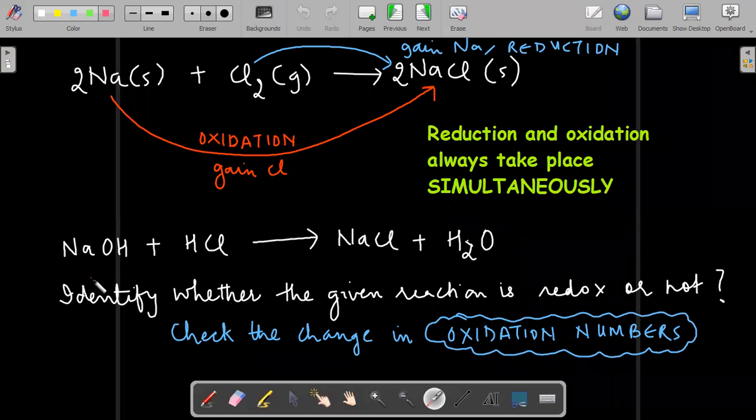The next question: how to identify if any reaction given to me is redox or not? How to identify if this reaction is a redox reaction or a simple chemical reaction, how to differentiate or categorize them? For that, we have to check the change in the oxidation numbers, oxidation state, or if I put it in a more general term, the change in the charges. So what is the concept of oxidation number and oxidation states and how to calculate them? That is what we are going to deal with next.